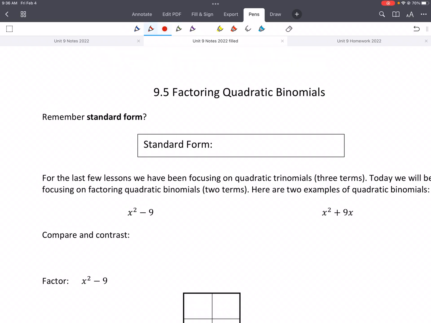All right, everybody, this is our last lesson, 9.5, factoring quadratic binomials. So everything we've done above are trinomials, okay? Today we're going to talk about how we do it if we have a binomial. Just remember that standard form is ax squared plus bx plus c, where a, b, and c are just numbers, okay? That's going to be important when we handle these binomials.